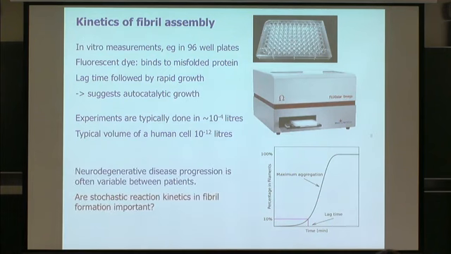So you can ask the question, well, one thing that people notice about these diseases is that the time it takes before you actually notice symptoms is very variable between patients, and no one knows why that is. And so it's relevant to ask how variable this amyloid fibril formation process should be if you take account of molecular noise. But that's not something you're going to detect in these experiments, because the volume here is much larger than it is in a human cell.